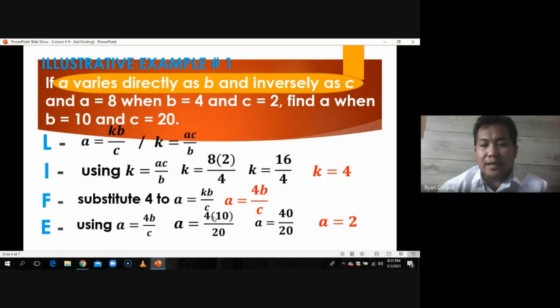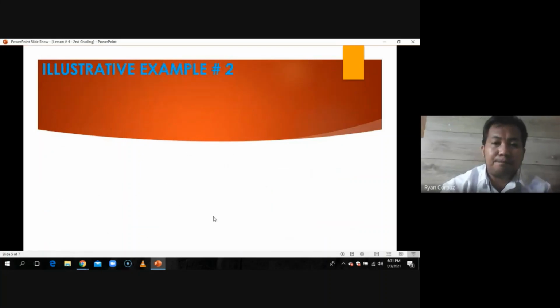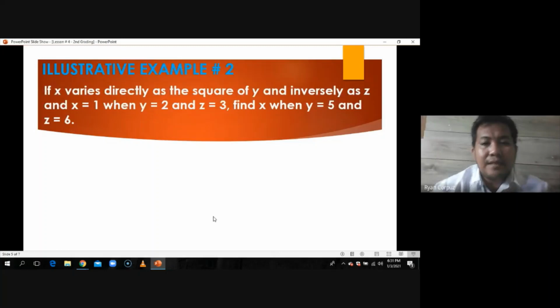So, let's find out if you understood better by answering another example. So let's have example number 2. Example number 2, the given is, or the problem is, if x varies directly as the square of y and inversely as z, and x is equal to 1 when y is equal to 2 and z is equal to 3, find x when y is equal to 5 and z is equal to 6.